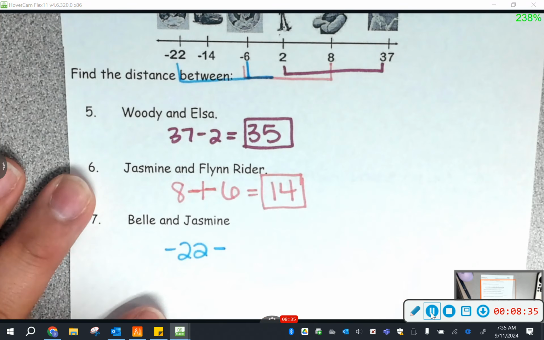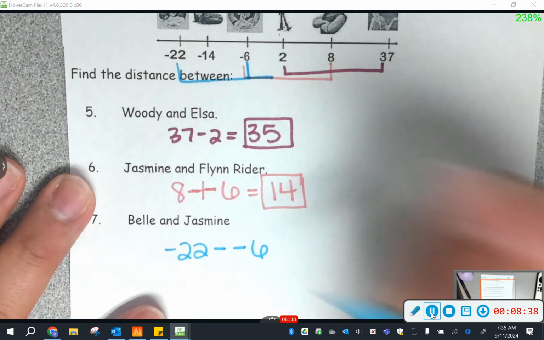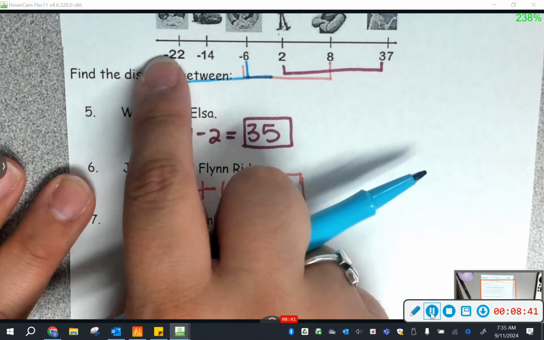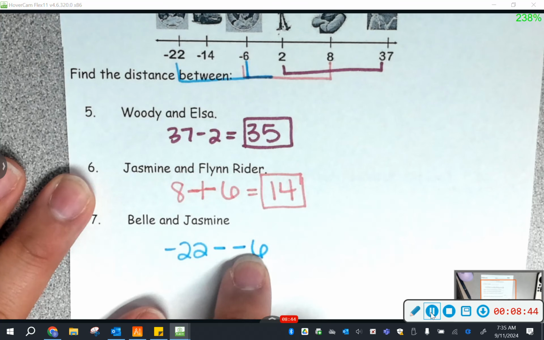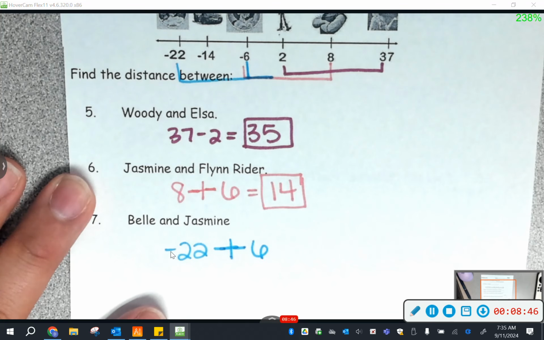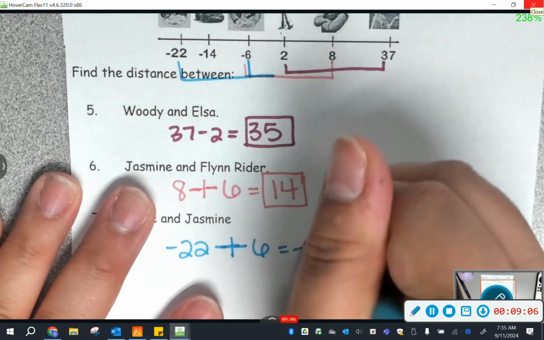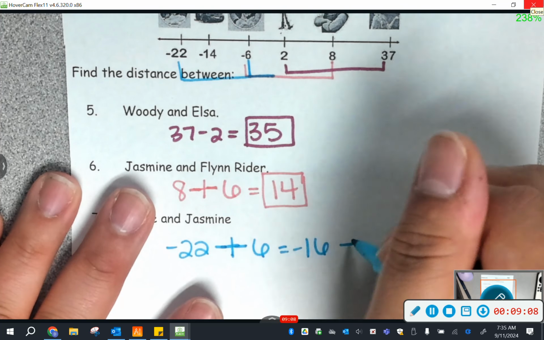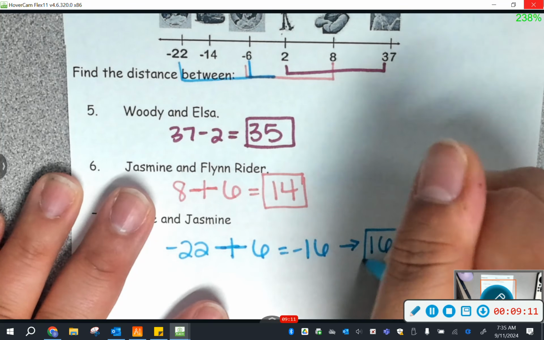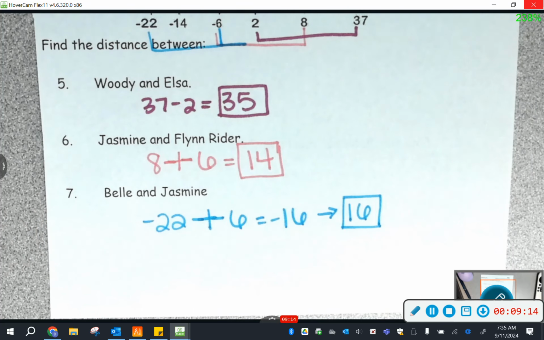Negative 22 minus -6. You always need the minus in between the two numbers. So, a negative and a negative is a positive, and I'm going to put that in the calculator. And by the way, in the calculator, you can put -22 minus -6, or you could put -22 plus 6. You're going to get the same answer. Is my answer -16? No. Why not? It's 16. Why is it +16? Because you always need a positive number for distance.